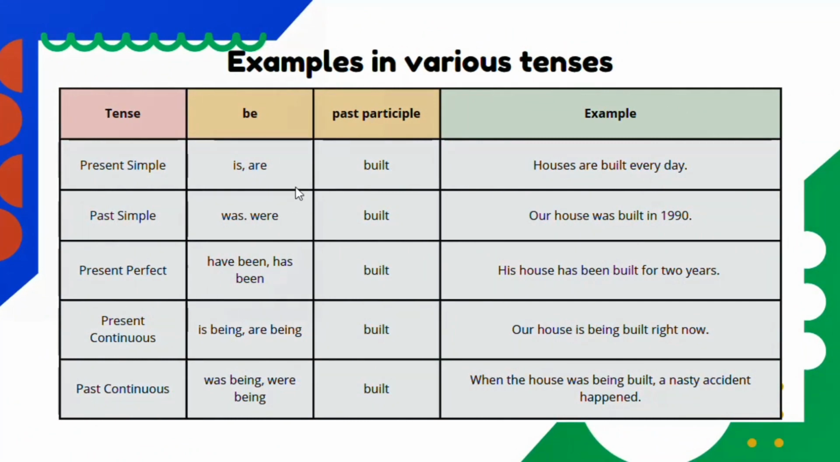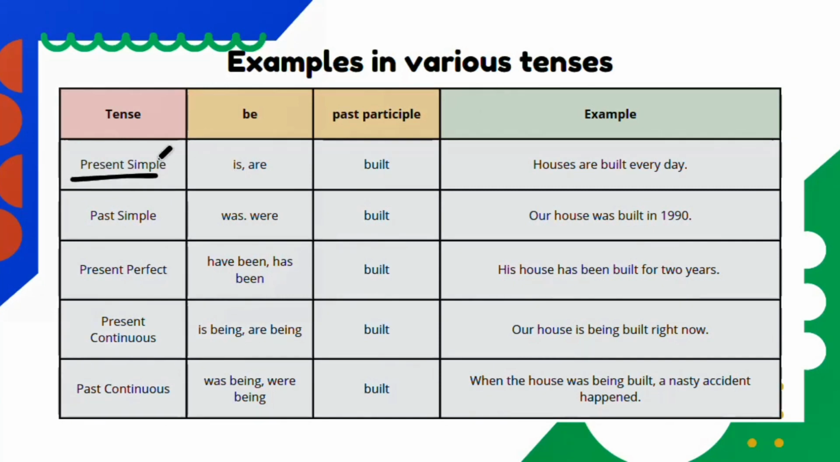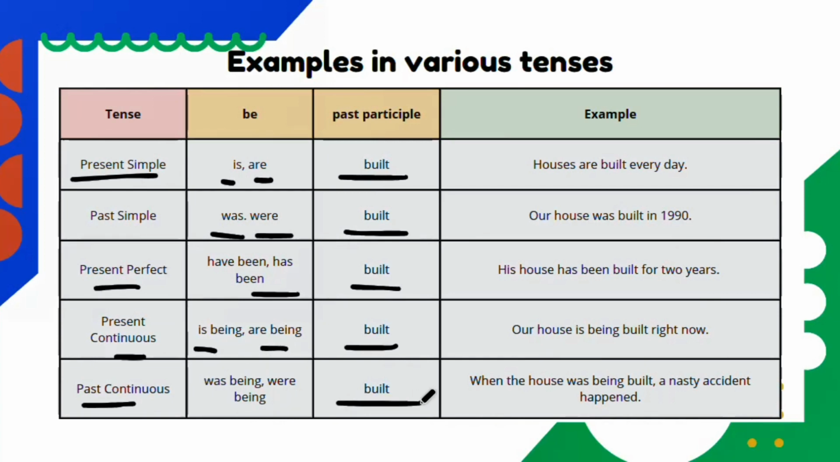Similarly, you have different be verbs according to the tense. That's why I'm saying again and again that please learn be verb. If your sentence is in present simple tense and you want to make the passive of it, you need to use the be verb is, am, are, and then the third form of verb. Past simple will take was, were form of be verb and then the third form. Present perfect has been and have been and the be verb. Present continuous will take is being and are being and then past perfect, past participle form of verb. Past continuous be form of verb will be was being, were being, and then the past participle form.